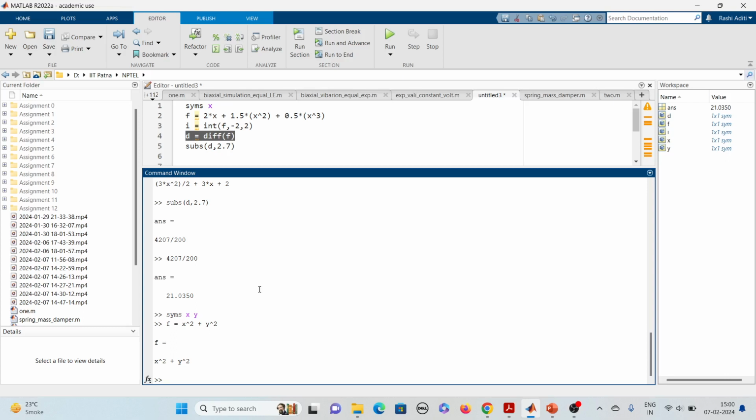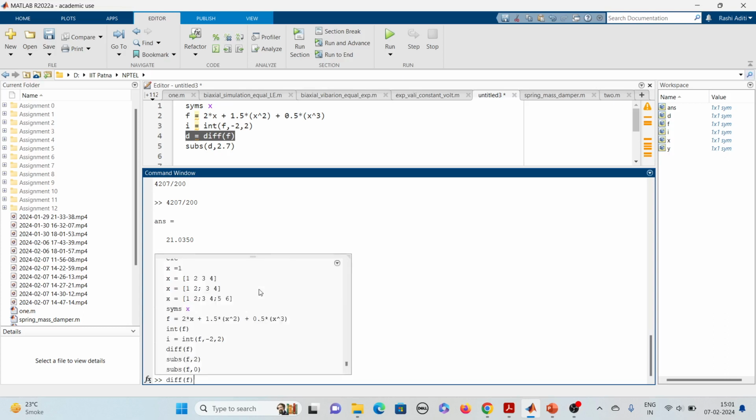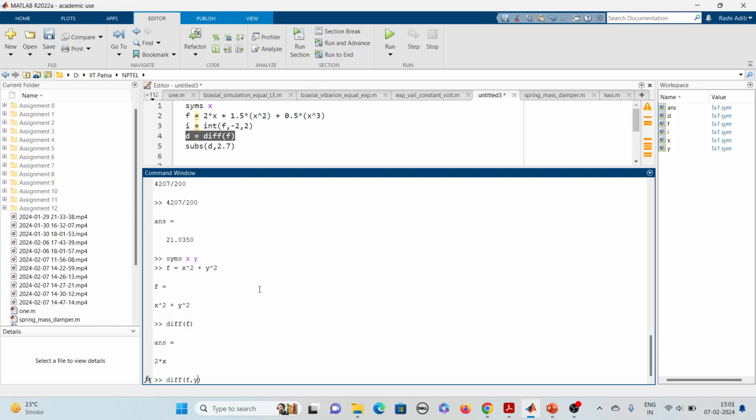Now I want to find the differentiation of f with respect to x or maybe with respect to y. Then what am I going to do? If I give diff of f, what is going to happen? To x, what did it do? By default, it differentiated f with respect to x, but I wanted the differentiation of f with respect to y. So how can I tell MATLAB that? So we use diff of f comma y.